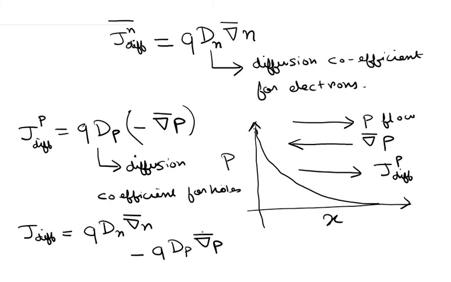Okay, dn and dp are basically positive quantities. So this is basically the diffusion current due to electrons, and this is basically the diffusion current due to holes, and the total diffusion current is basically the sum of the diffusion current due to electrons and the diffusion current due to holes.